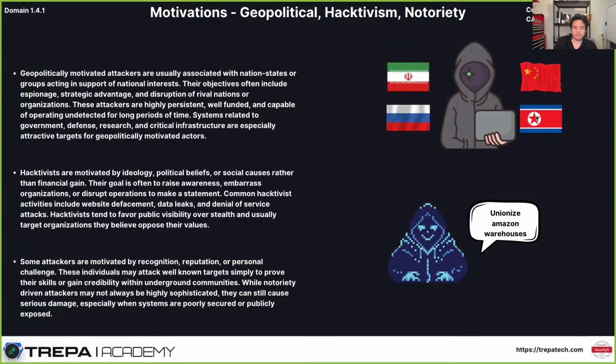So a hacktivist, they are motivated by ideology, political beliefs, or social causes rather than financial gain. And then some attackers are motivated by recognition, reputation, or just personal challenge. So these individuals may attack well-known targets simply to improve their skills or gain credibility within a community.